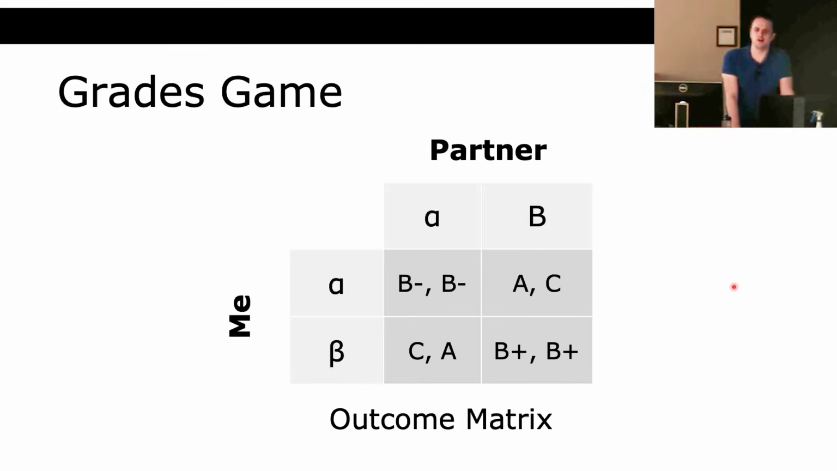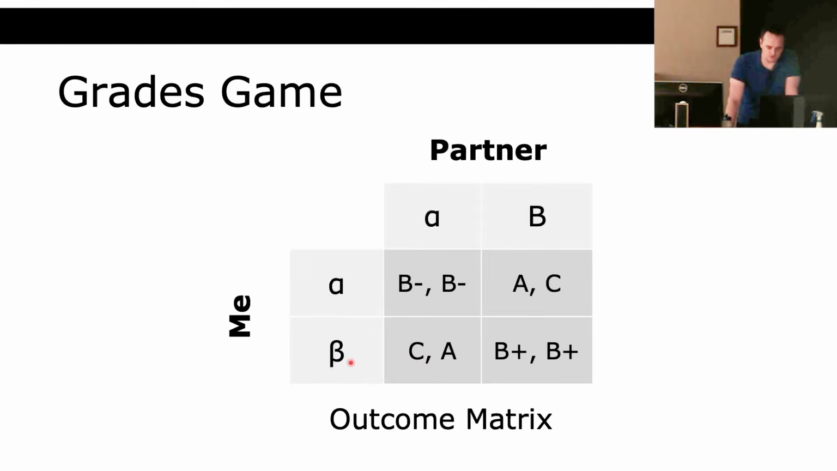And this is the final outcome matrix for this matrix game. What we have here is that the first element of each cell is this person's outcome, and the second element of the cell is this person's outcome, okay? So if I choose alpha and the partner chooses alpha, we both get a B minus. If we both choose beta, we both get a B plus.